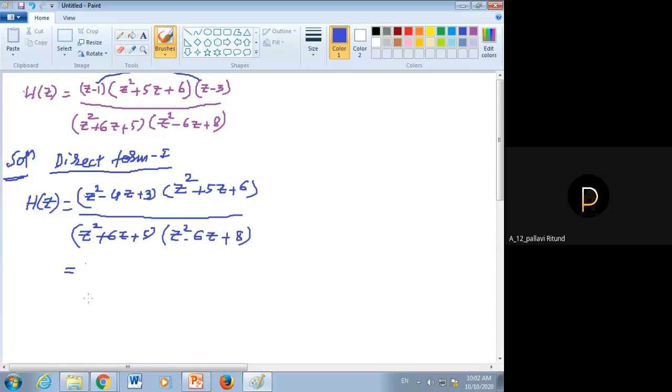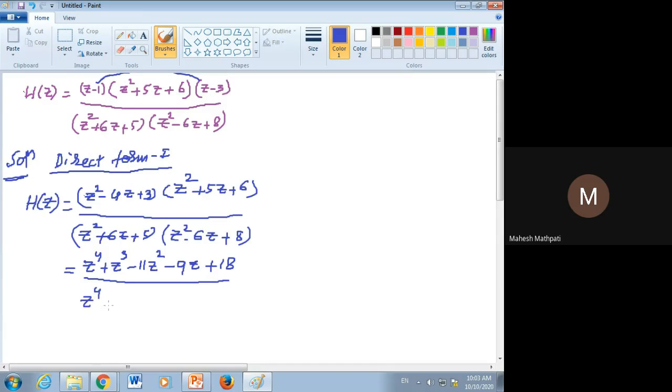Z raised to 4, plus Z raised to 3, minus 11 Z square, minus 9Z, plus 18, divided by Z raised to 4, minus 23 Z square, plus 18Z, plus 40, equals.